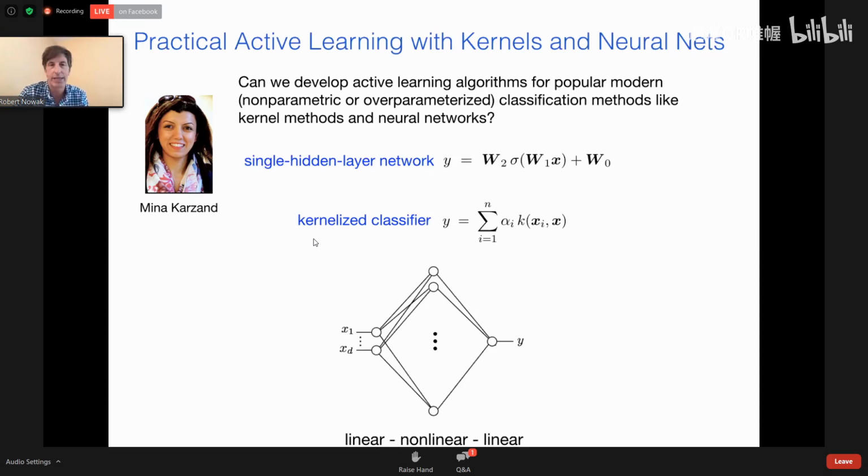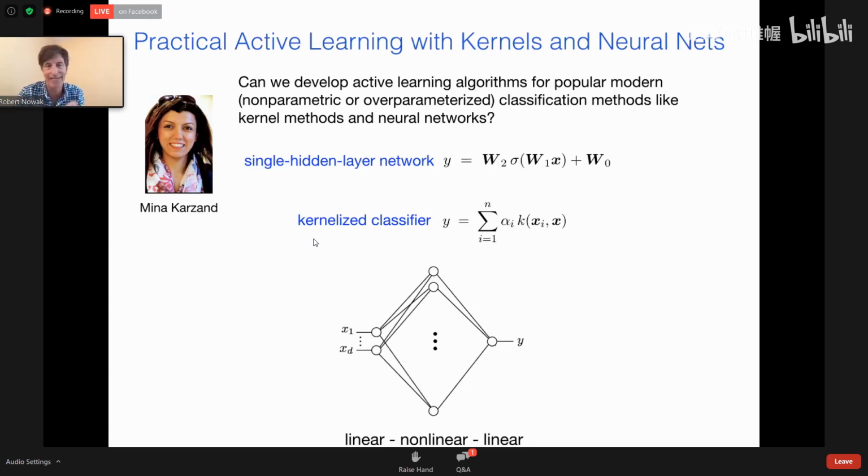Specifically, we're going to look at single hidden layer neural networks and kernel classifiers. These both have the form of a linear transformation followed by scalar nonlinear activations followed by a linear combination at the end to produce the output. So let's get into that.